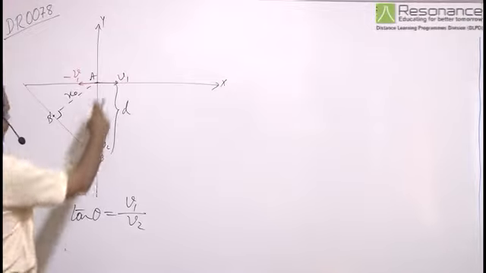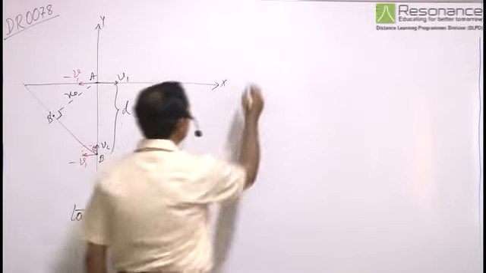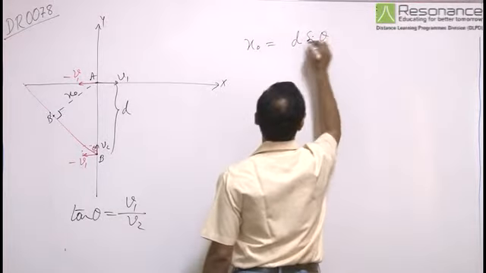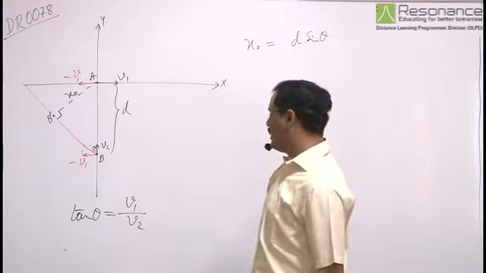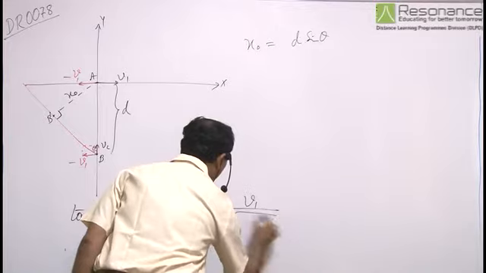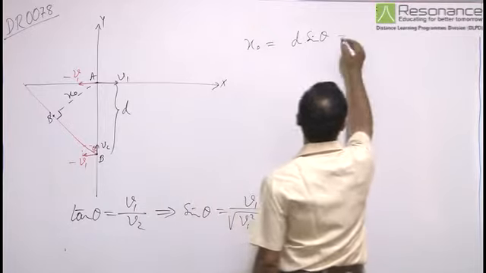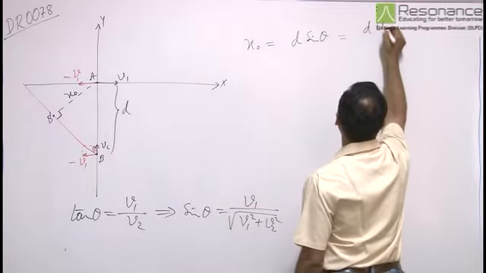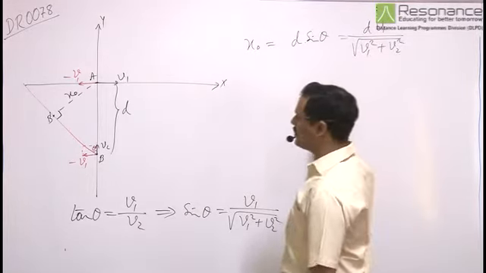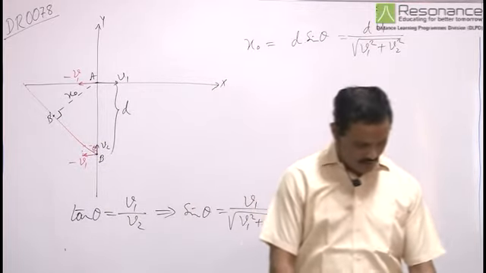Now as this is the hypotenuse having angle theta, we have x naught equal to d sine theta. Now tan theta is v1 by v2. This gives sine theta equal to v1 by under root v1 square plus v2 square. So from here we can obtain x naught equal to d v1 by under root v1 square plus v2 square. So this is the minimum separation between A and B, and so the correct option is C.